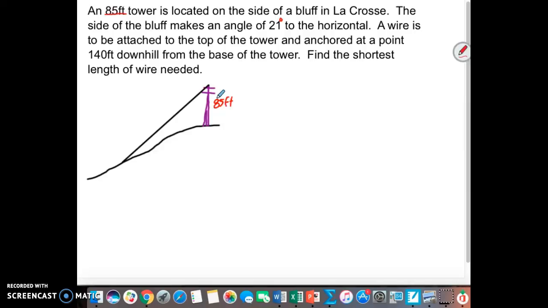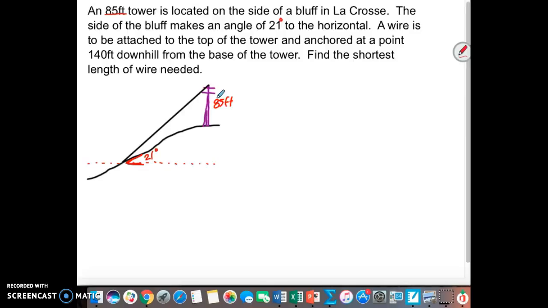We also know that the side of the bluff makes an angle of 21 degrees to the horizontal. This means that we will need to draw in a horizontal line, so a dotted horizontal line, and it says that the side of the bluff makes an angle of 21 degrees. That means this angle I outlined in red is this 21 degree angle.